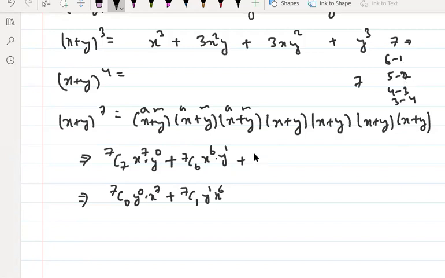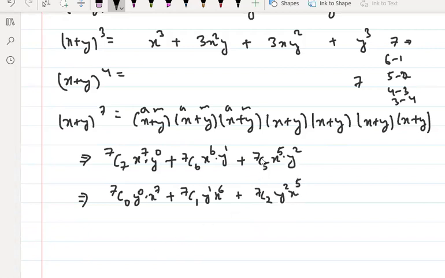Tell me, so what should be the term? 7c5, right? X to the power 5 and y power 2. Yes or no? If you see the power of variables, it is always 7. Right? Or you could just write like this: 7c2 in terms of mangoes, y square x to the power 5.